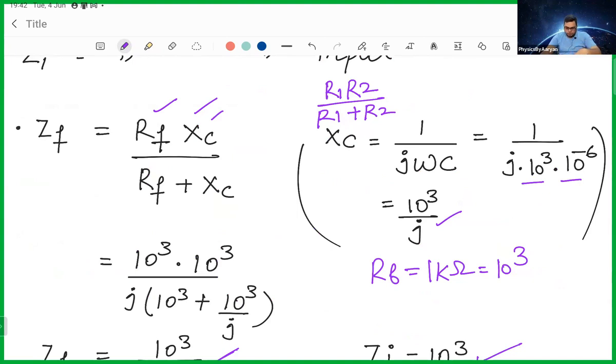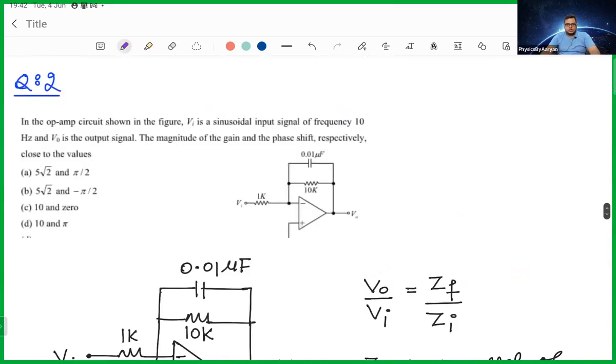Okay. So let's move to the next question. This is the second question. Another question that is there in an op-amp, the circuit is shown in the figure. Now we can do it a little quicker. Again, you see that there is a feedback circuit here and an input circuit here, and the frequency is also given, and it is 10. They are saying to find the magnitude of the gain and the phase shift. How much is the magnitude of the gain and what is the phase shift?